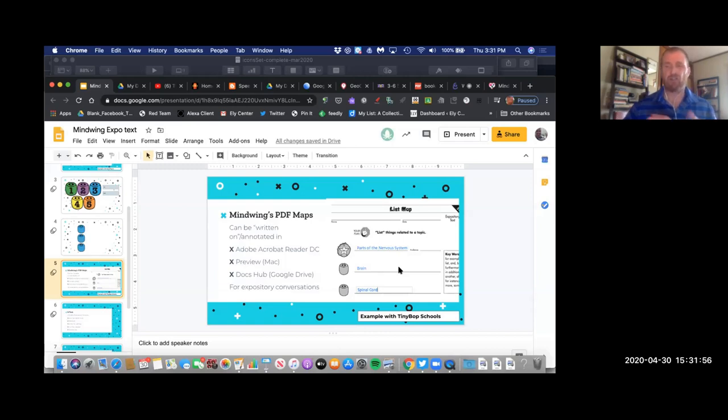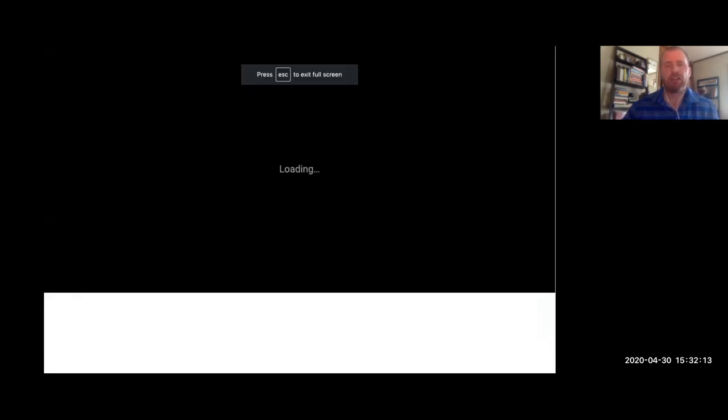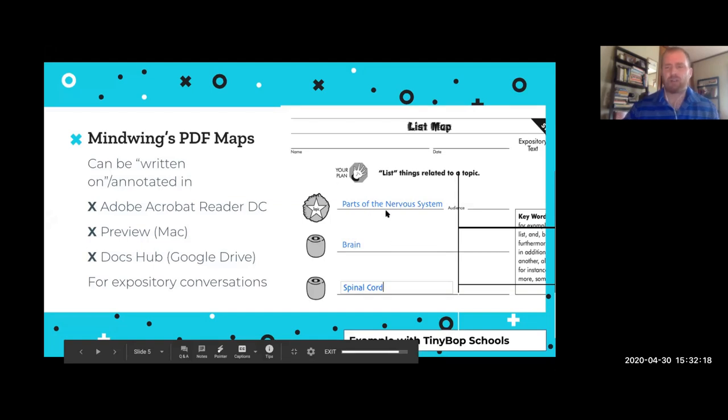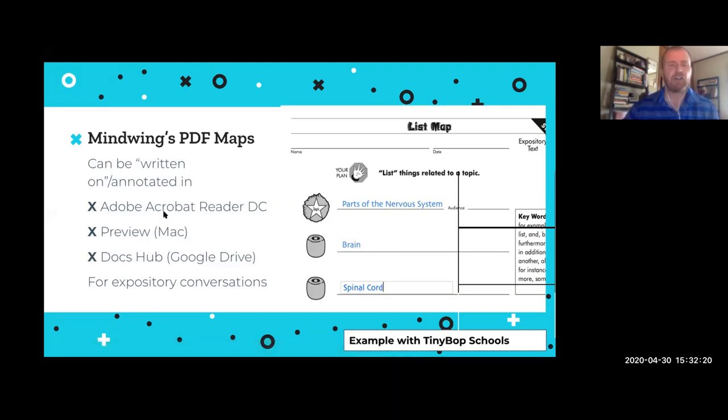We think of PDFs as non-writable, but that's actually a misconception because we can annotate PDFs in a variety of ways. Adobe offers their Acrobat Reader program for free. You can download that and it allows you to mark up and put text boxes right over the PDF. If you have a Mac, there's a built-in application called Preview. You can put a text box right onto any PDF and mark it up.